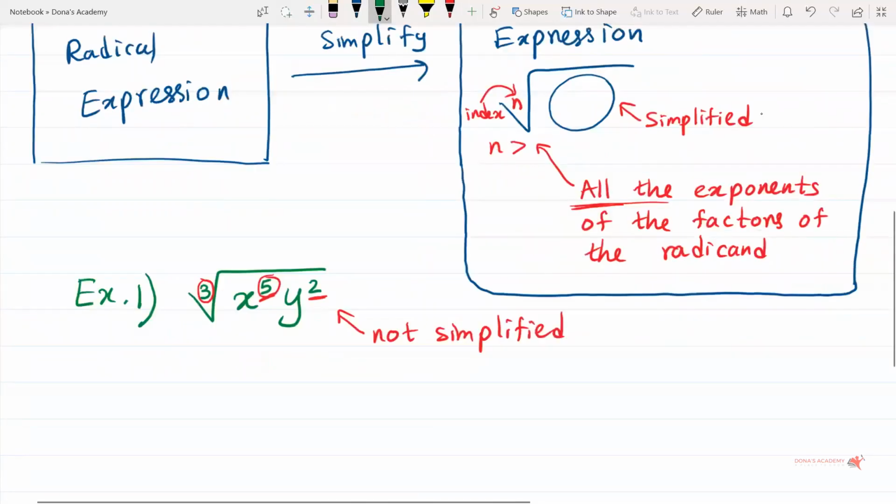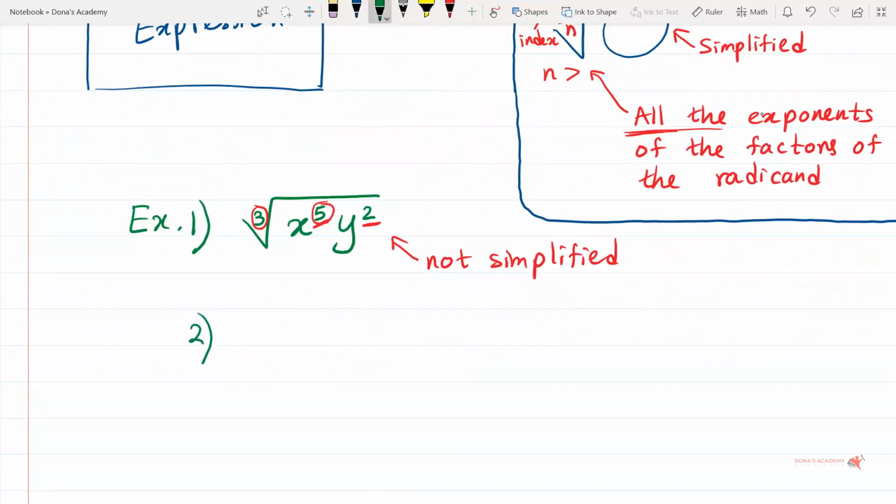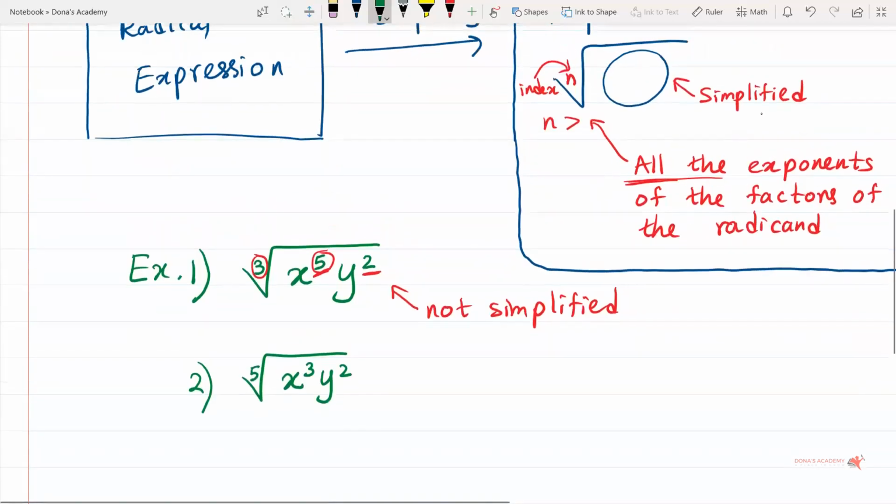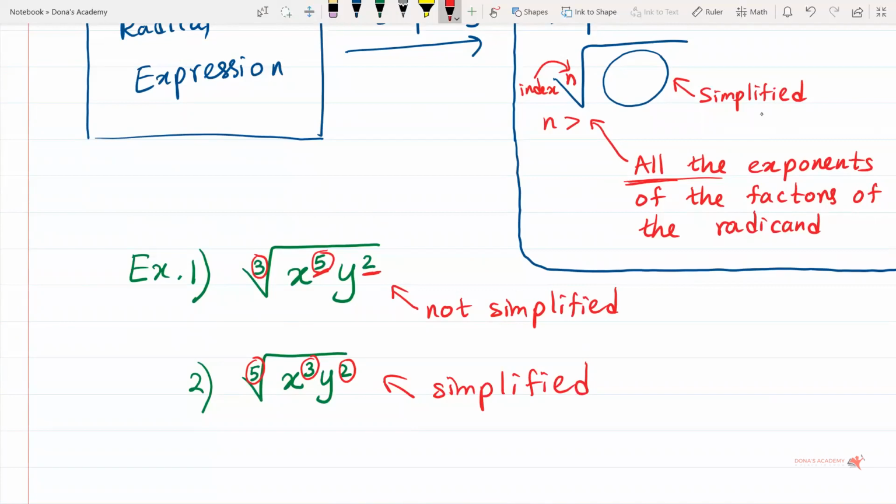How about this expression? The fifth root of x cubed y squared. First, we have to check the radicand. Is it simplified? Yes. How about that index condition? It is also satisfied, right? We know that 5 is bigger than both 3 and 2. So it is simplified. All right.